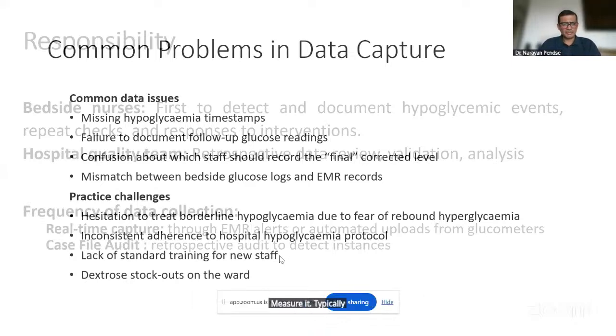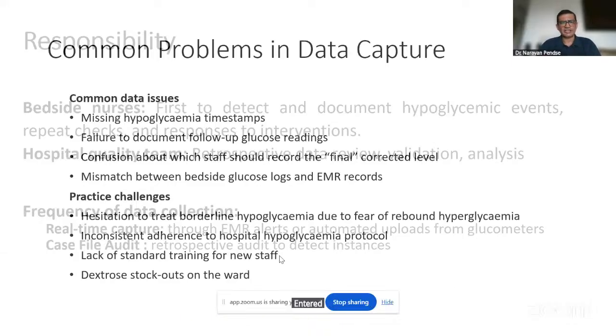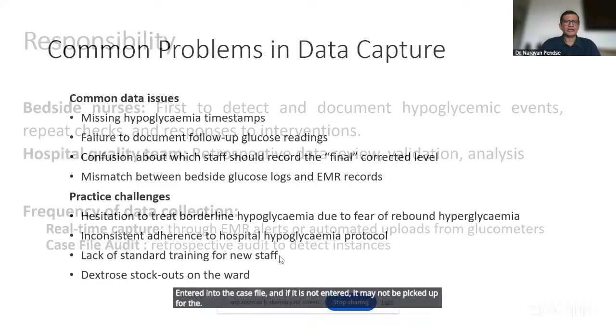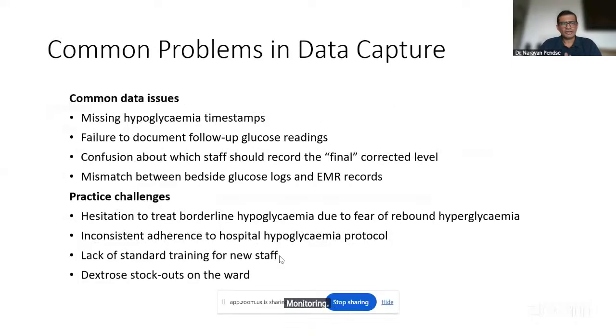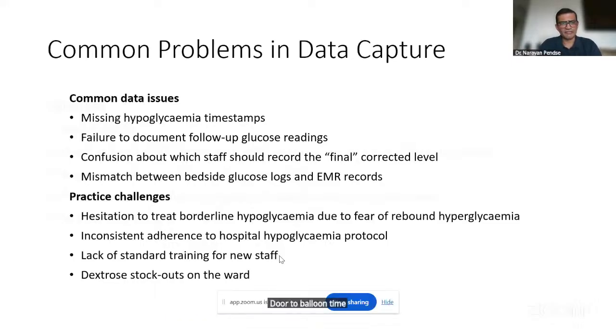Typically, some of the entries may be missed because it's a frequently done test, sometimes between shifts or during takeovers, etc. It may not be entered into the case file, and if it is not entered, it may not be picked up for the monitoring. What are some of the solutions for this? First is, of course, being aware that hypoglycemia is a fairly recent indicator as compared to, say, the door to needle time or the door to balloon time, etc., that we were talking about.